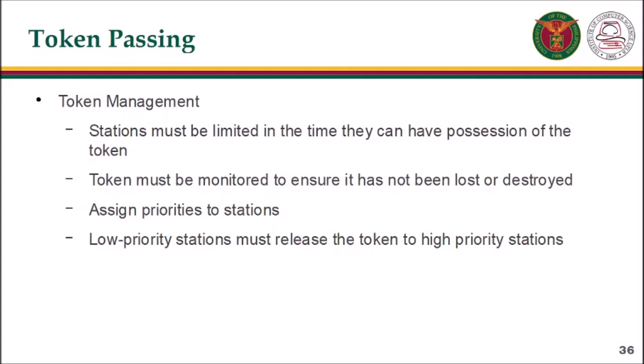Stations must be limited in the time they can have possession of the token. The token must be monitored to ensure it has not been lost or destroyed. For example, if a station that is holding the token fails, the token will disappear from the network. Another function of token management is to assign priorities to the stations and to the types of data being transmitted. And finally, token management is needed to make low priority stations release the token to high priority stations.